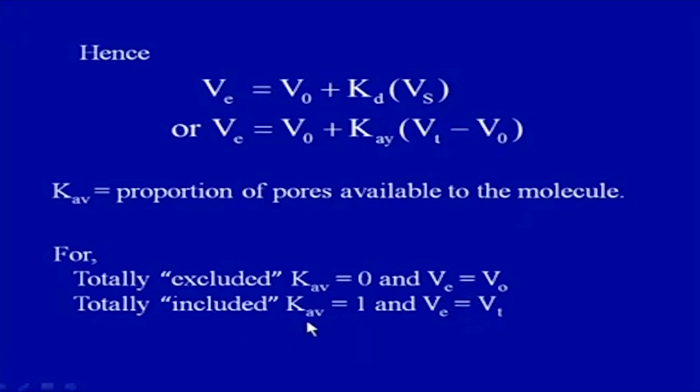A totally included molecule is like there is no fractionation happening, and the elution volume will be almost equal to the total volume of the column. And the intermediates could then be separated in between, they will have certain values between 0 and 1.